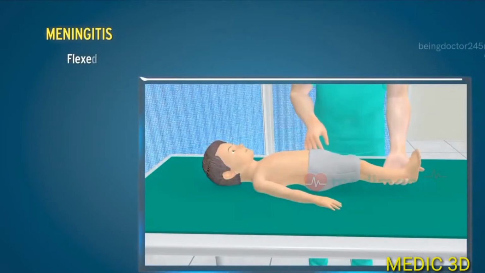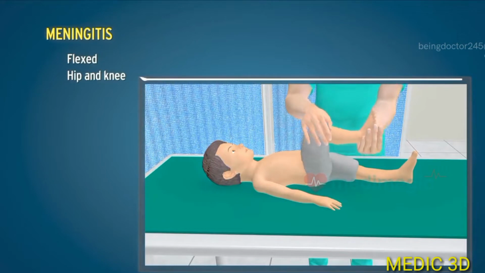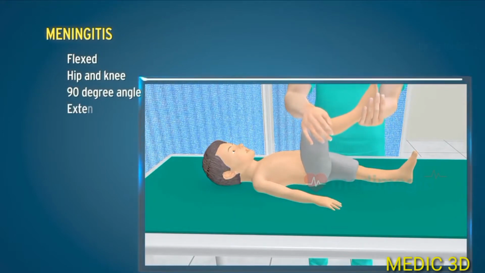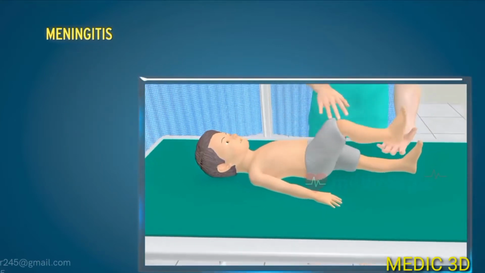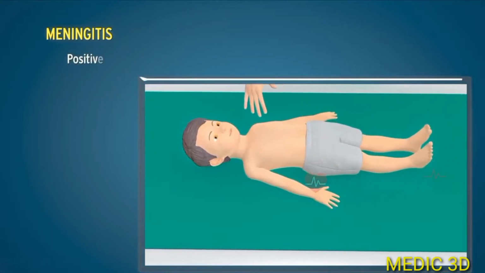When the doctor flexed his hip and knee at a 90-degree angle and then tried to extend the knee subsequently, the patient was seen to experience pain, leading to resistance. This observation is a positive Kernig's sign.